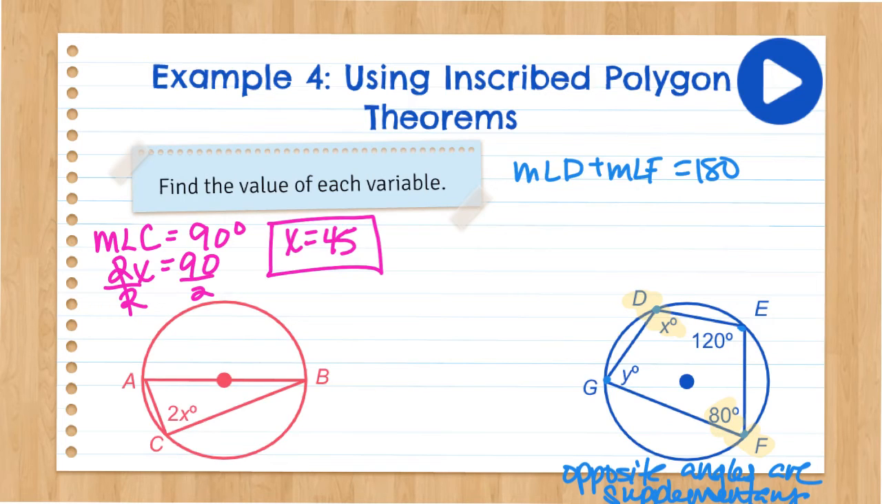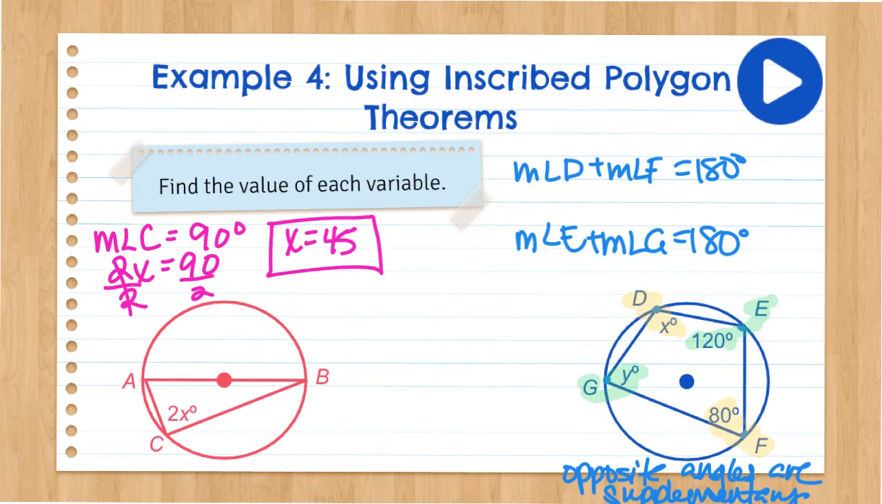And we also know that the measure of angle E plus the measure of angle G equals 180 degrees.